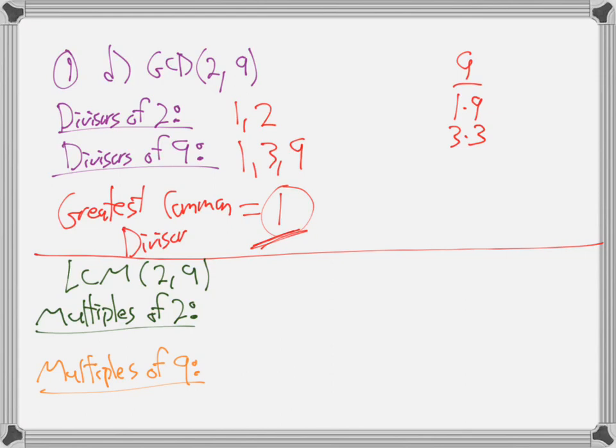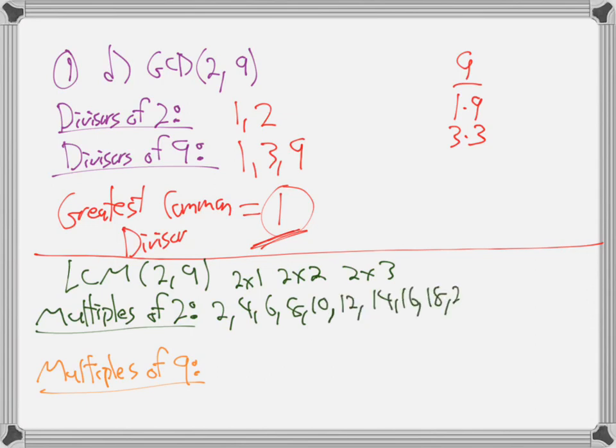We just start with, again, 2 times 1, 2 times 2, 2 times 3, etc. So it'd be 2, 4, 6, 8, 10, 12, 14, 16, 18, 20, 22, 24, 26, etc. Those are multiples, times 1, 2, 3, 4, 5. And then what are the multiples of 9? 9, 18, 27, 36, 45, 54. Okay, do you see any numbers they have in common?